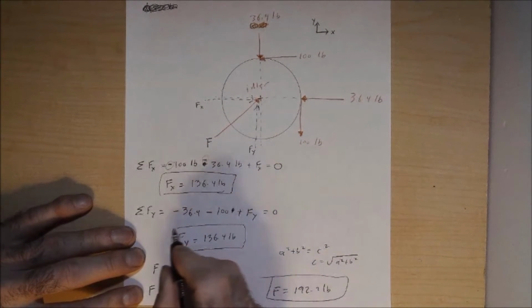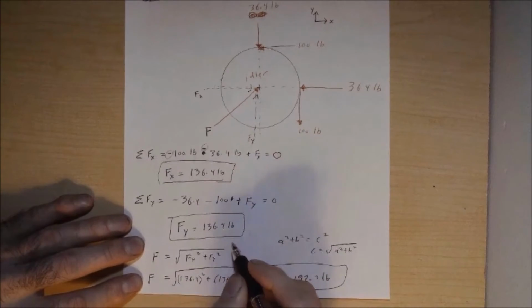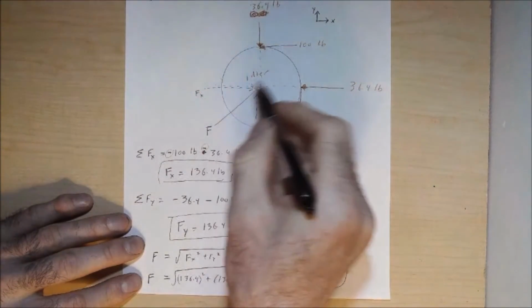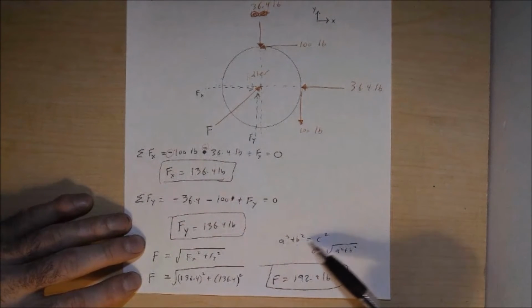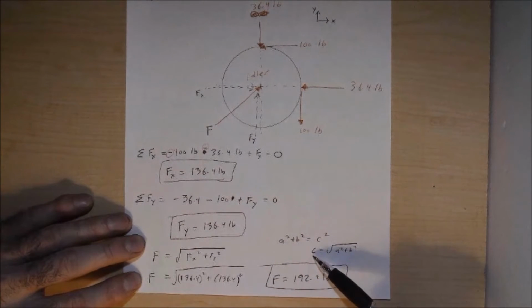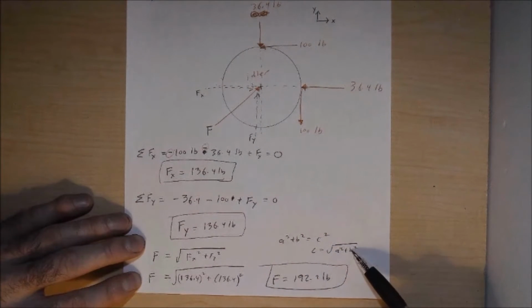Fy is 136.4 pounds. So if we want to get this guy here, it's simply a right triangle off of this. This squared plus this squared equals this squared. A squared plus b squared equals c squared. If we solve for c, c is equal to the square root of a squared plus b squared.